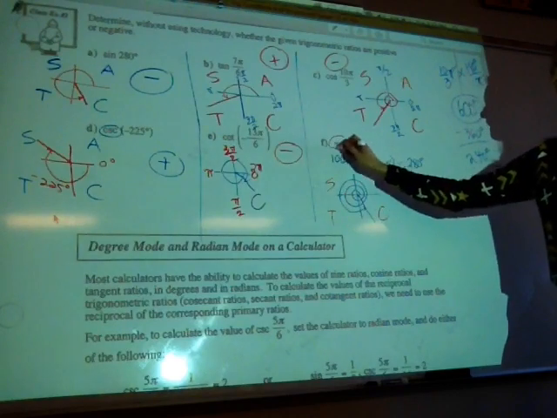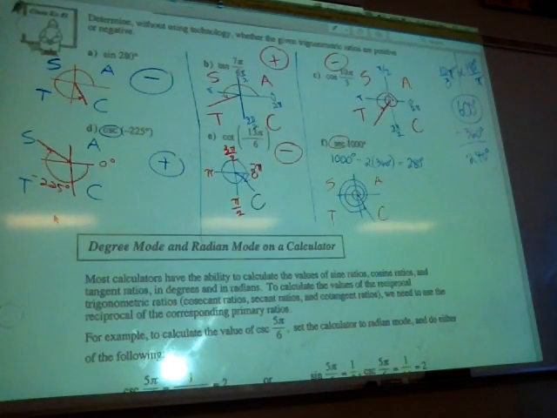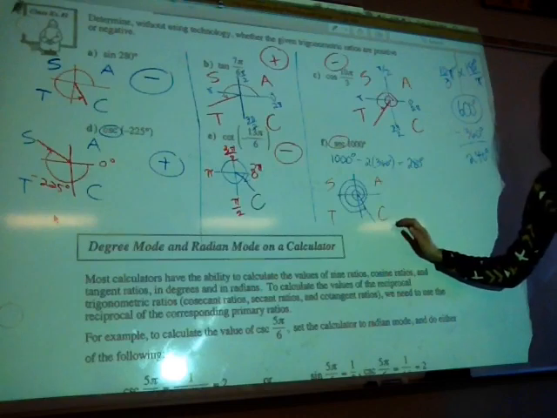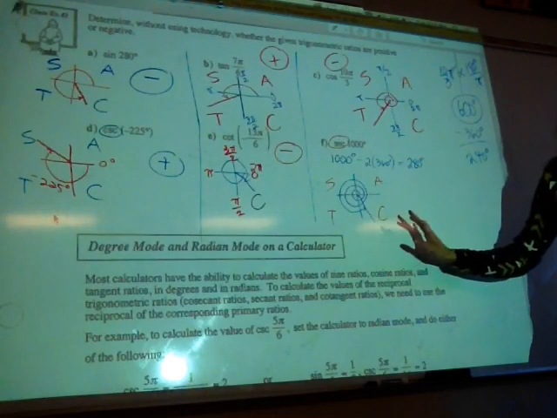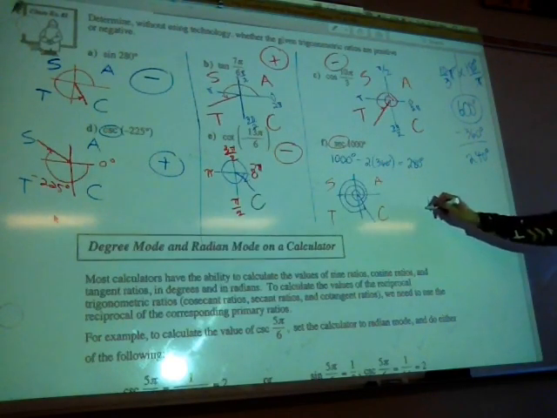C-A-S-T. Secant is the reciprocal function of cosine. We're terminating in quadrant 4. Cosine's positive, so its reciprocal secant will also be positive.